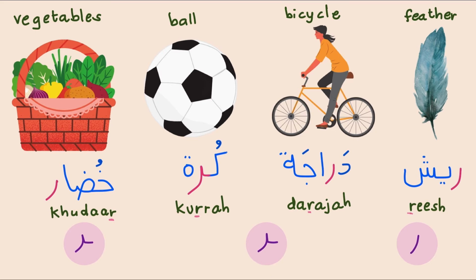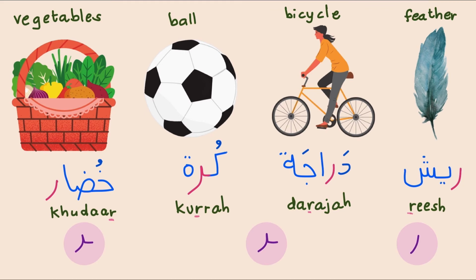This is how Ra looks in the middle. We have the word Daraja, Daraja. But Ra is in the middle. Then why doesn't it have a little hand before it? That is because even Dal is a one-handed letter. So Dal does not join hands with the letter after it. That's why this Ra has no little hands.